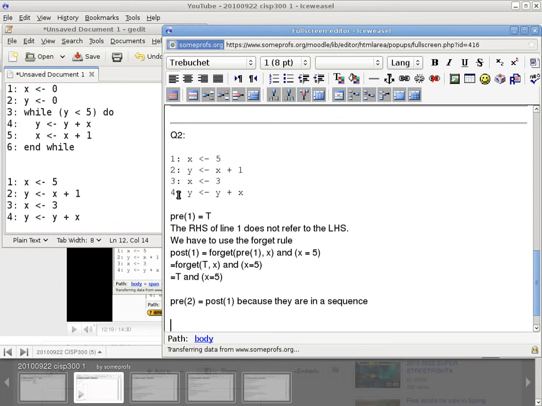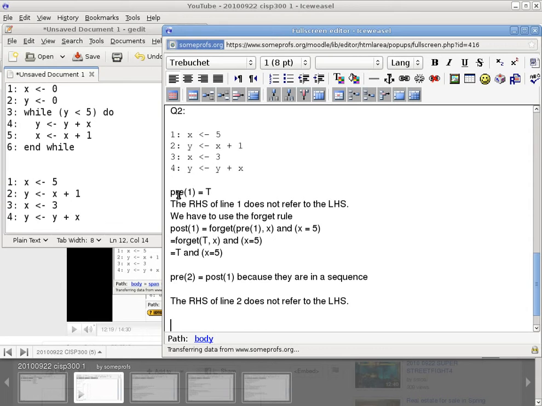Okay, any questions so far? Nope. Okay, so we'll go ahead and try to derive post 2. So the same thing. The right-hand side of line 2 does not refer to the left-hand side. Okay, so once again, if you have a key, you can just say, refer to point A, or point A applies to line 2, something along that line. So that way I can see, okay, the reason, you just don't have time to write the entire thing out.